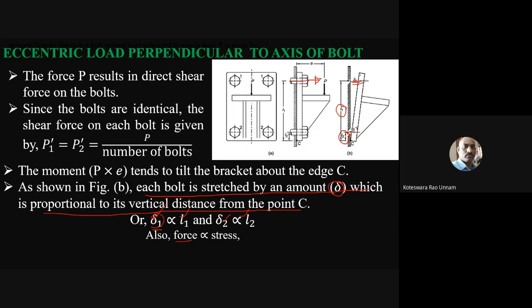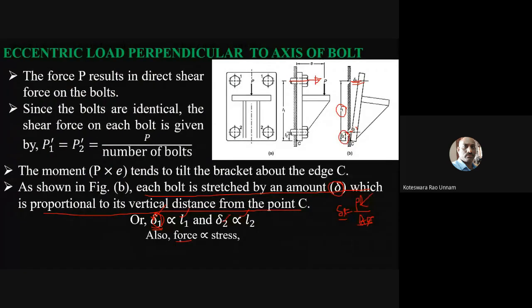Why is delta proportional to force? We know delta is the elongation, delta L equals PL by AE, where P is the applied force, L is the length of the bolt, A is the cross-section area, and E is Young's modulus. For a given bolt, if I keep L, A, E constant and increase P, delta L will increase. So that's why delta is proportional to the force.